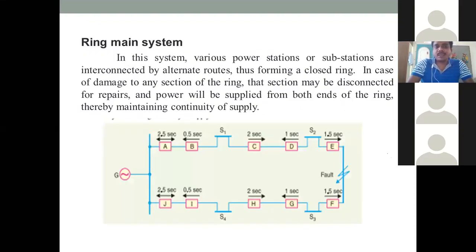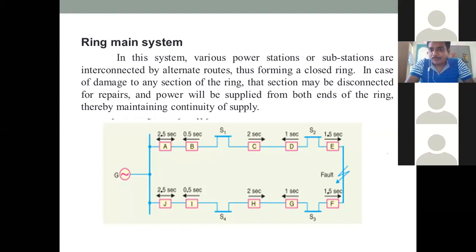Next is the ring main system. The ring main system is nothing but all the substations connected in a ring form. You can see here one generating station, and after that substation 1, substation 2, substation 3 and 4. The non-directional relays are connected only at the generating side, and all the remaining sides are connected only with directional relays. As I explained earlier, this is the difference between a directional relay and a non-directional relay.